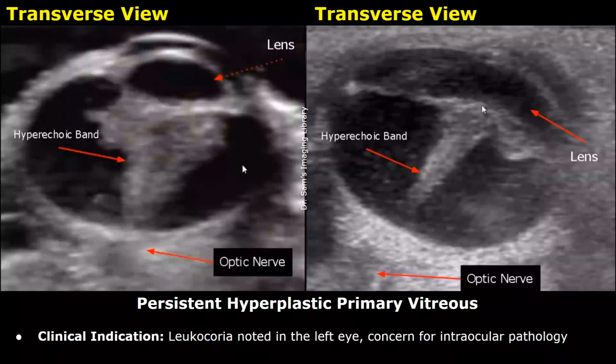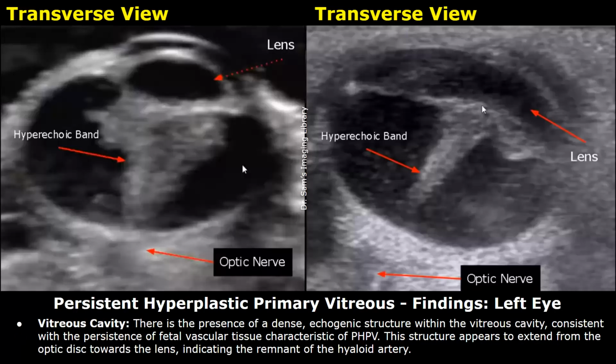This is a report of persistent hyperplastic primary vitreous. Clinical indication: leukocoria noted in the left eye. Concern for intraocular pathology. Leukocoria refers to a white pupil. These are the findings in the left eye.